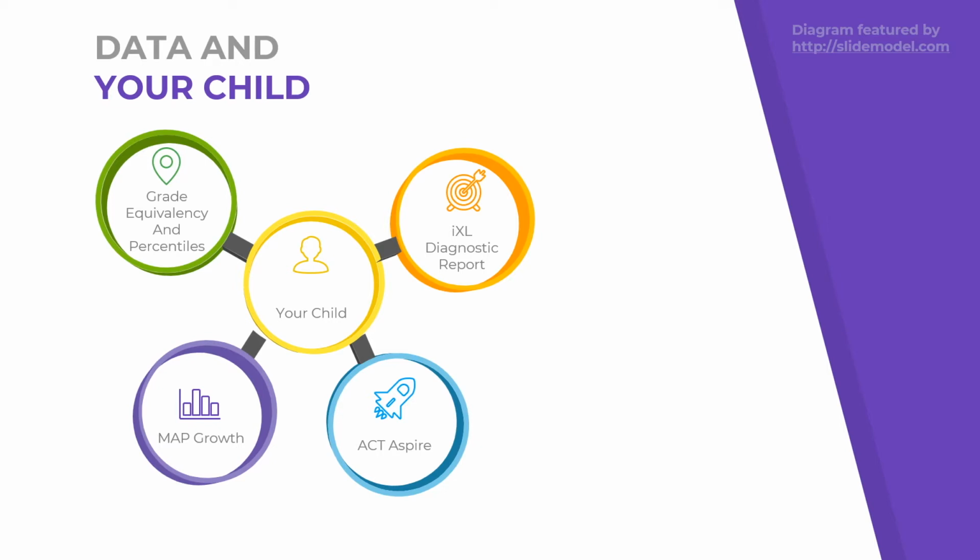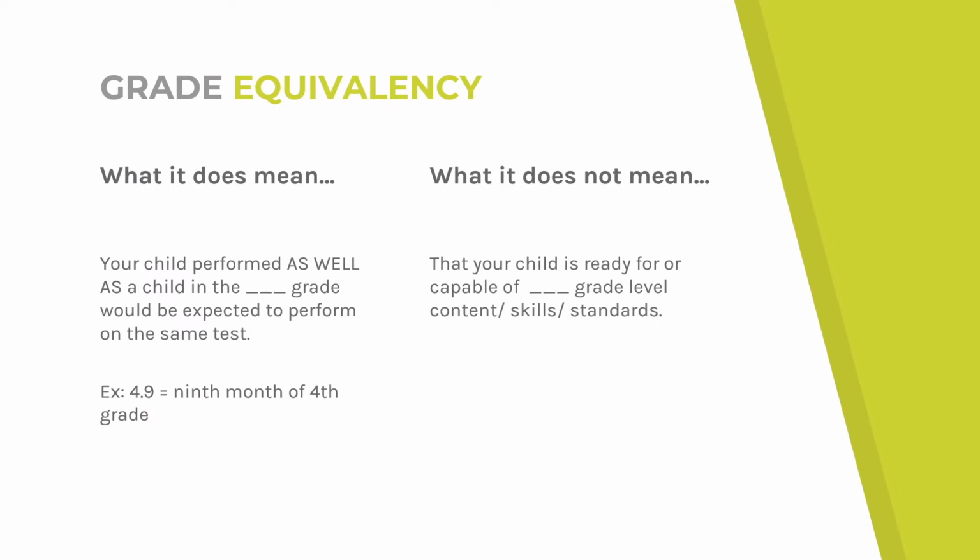The first one we want to talk about is that sometimes you will get grade equivalency scores in your student's report. We want you to understand that a grade equivalency just means that your child performed as well as a child in that grade level would be expected to perform on the same test. For example, a 4.9 is the 9th month of 4th grade. What that does not mean is that your 8th grade student, or whatever grade level they are in, belongs in 4th grade. That's not how we use that data. We just look at where they performed on that day.